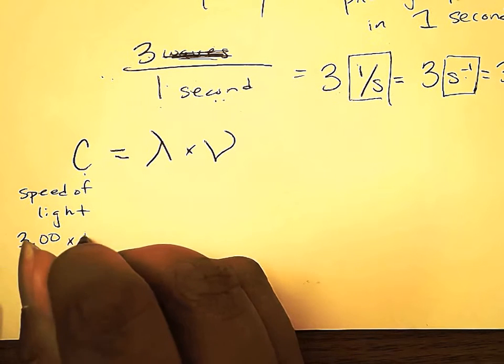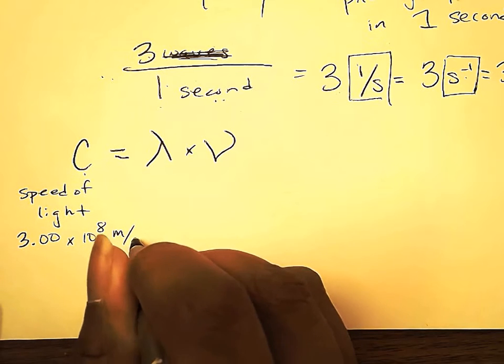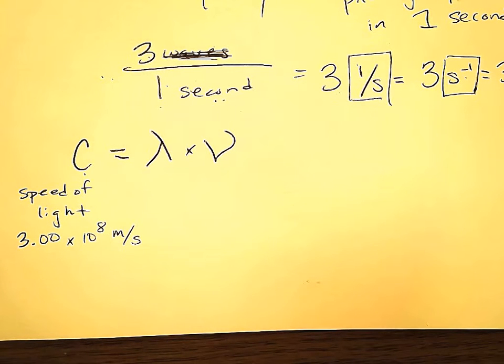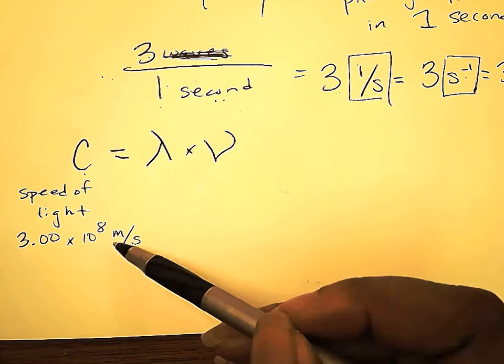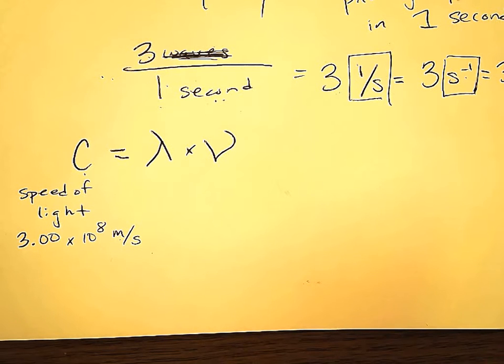It is 3.00 times 10 to the 8th power meters per second. That means light waves, I believe that's 300 million. One wave can pass by 300 million meters in 1 second. That's what that means. Meters per second. That's how far they travel every second. That's for the speed of light, which is c.